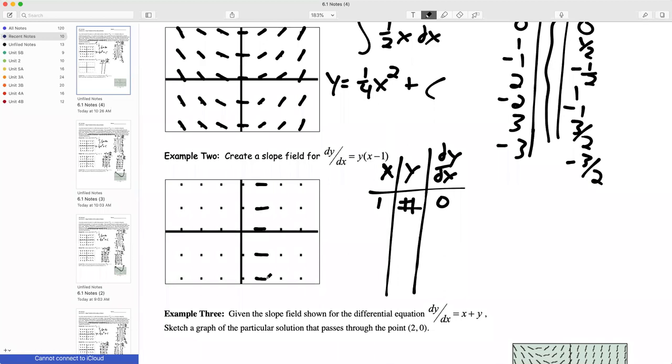And another easy one, if y is 0, that means that dy dx is 0, no matter what x is. It could be any number. And so all along the x-axis where y is 0, I'm going to have horizontal baby slopes of 0.